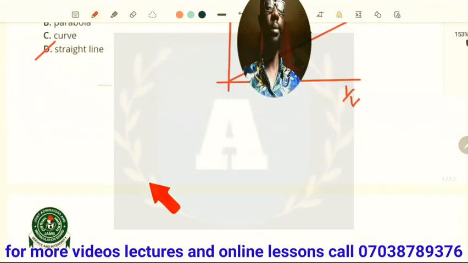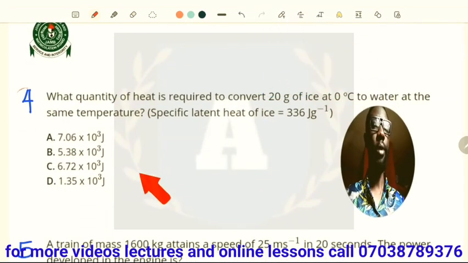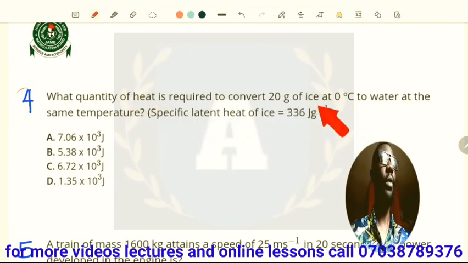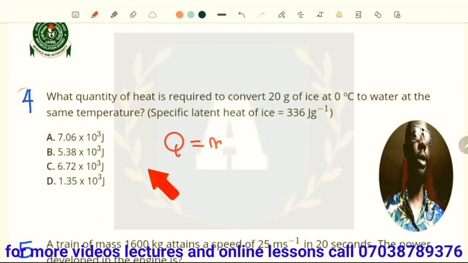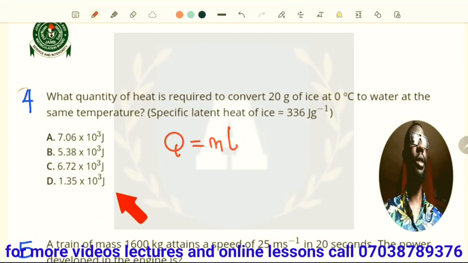Quick one. And the next question says, what quantity of heat is required to convert 20 grams of ice at 0 degrees Celsius to water at the same temperature? We are given the specific latent heat of fusion of ice to be 336 joules per gram. I have to calculate the quantity of heat, and the temperature is maintained. So when temperature is not changed, we have Q equals mL. M is mass, L is specific latent heat of fusion of ice.